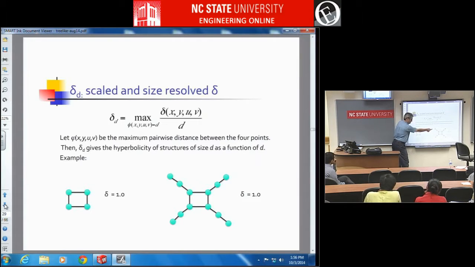Now, a question is, is this graph more tree-like than that graph or less tree-like than that graph? In terms of the vanilla delta measure that's used in geometric group theory, they're both the same. But especially if these guys become very long, you might say, squint at this, ignore that. That's more tree-like than that. So let's define a size-resolved version of delta.